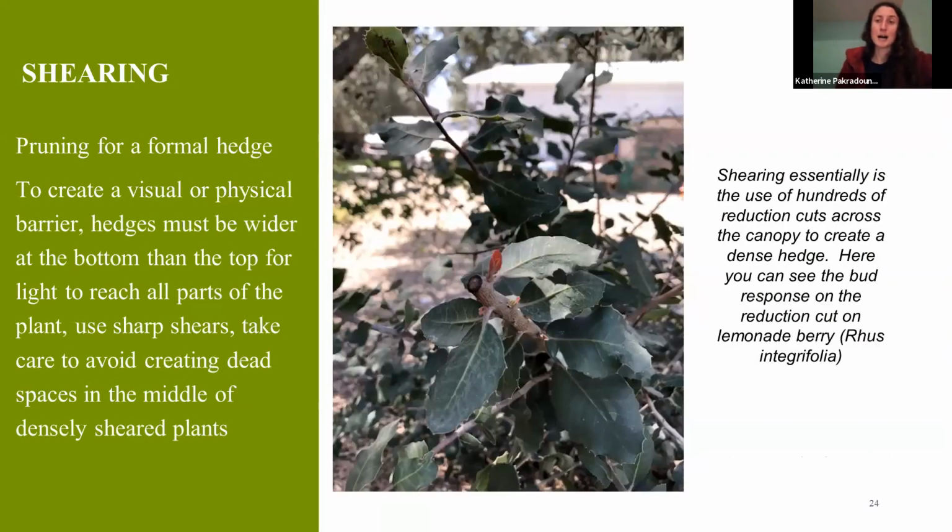It's basically hundreds of reduction cuts across the entire canopy of the plant, is what it does. And the way that it responds is the way that a plant would respond to a reduction cut, which is that you cut the energy from going in this direction. Now it's redirecting it at all of these points. So all these leaf nodes are now going to produce leaves, and you're going to get a really dense, bushy plant as a result.